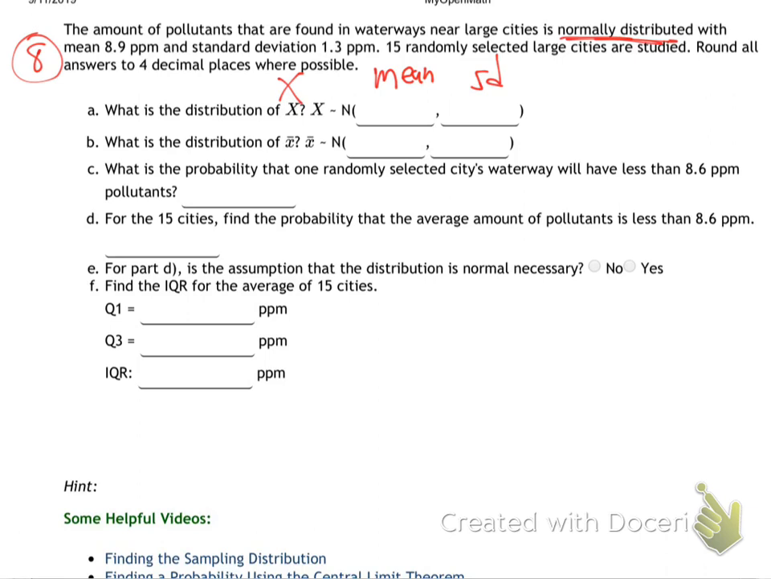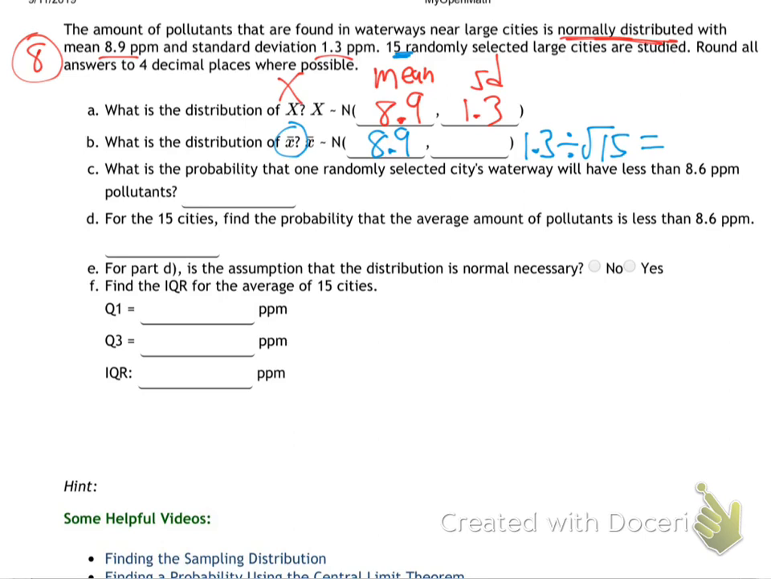So the mean is 8.9. The standard deviation is 1.3. And now for x bar, you know the deal. For x bar, it's the same mean, but the standard deviation is 1.3 divided by the square root of 15. 15 cities. Hit the buttons on your calculator. Well, I'll just leave it, whatever that comes out.